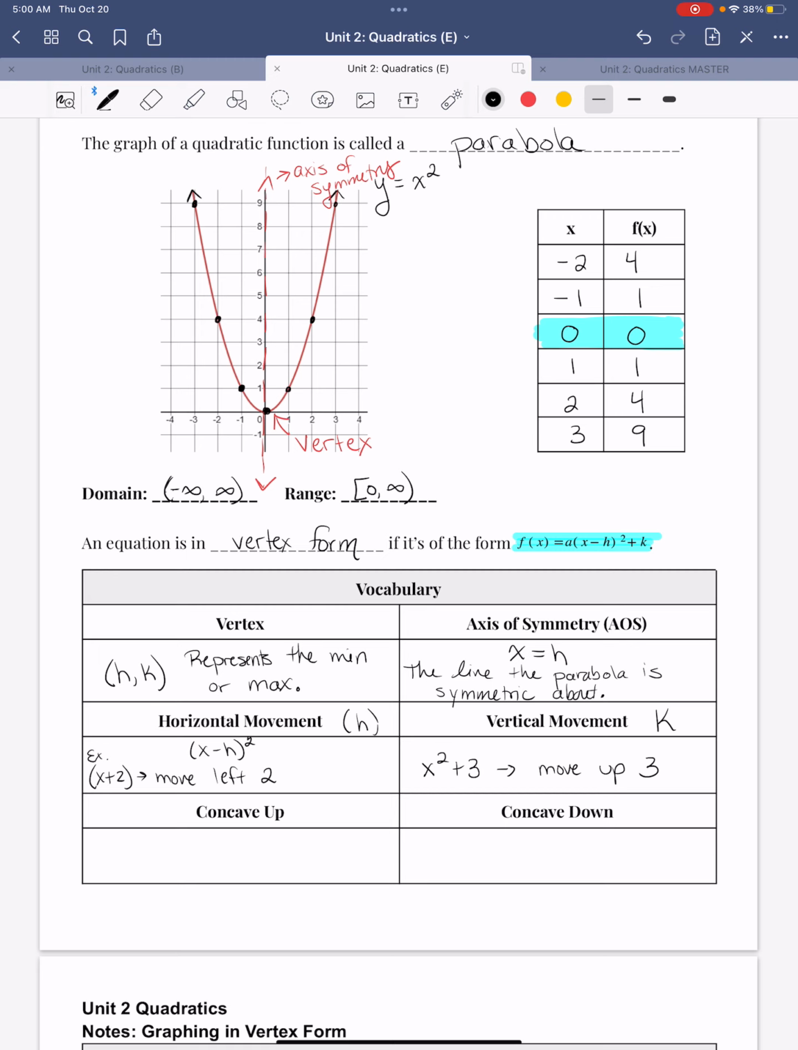Last but not least is my concavity, so concave up and concave down. I'm always looking at this a value to look at my concavity. A function is going to be concave up, it's going to look like a U, when my a value is greater than 0. So there's no reflection. It's going to be concave down when a is less than 0, and that's because there's that reflection over the x-axis.